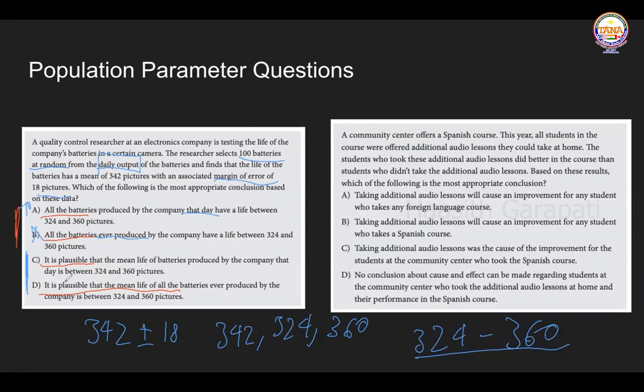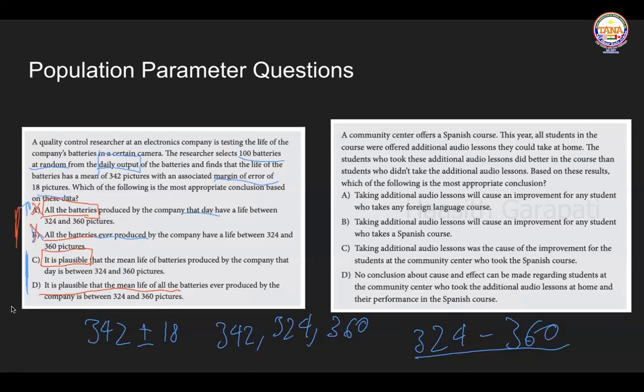And the thing is that when you take a sample, remember what I said about taking a sample, which is that your mean is going to be very close to the actual mean, but it's never going to be exact. So therefore, you can't make super sure statements like all the batteries produced or something like that. It's better to use it is plausible because, like I said, you only took a sample. So therefore, you can't be completely sure. So therefore, A is going to be a worse answer. So A and B are out.